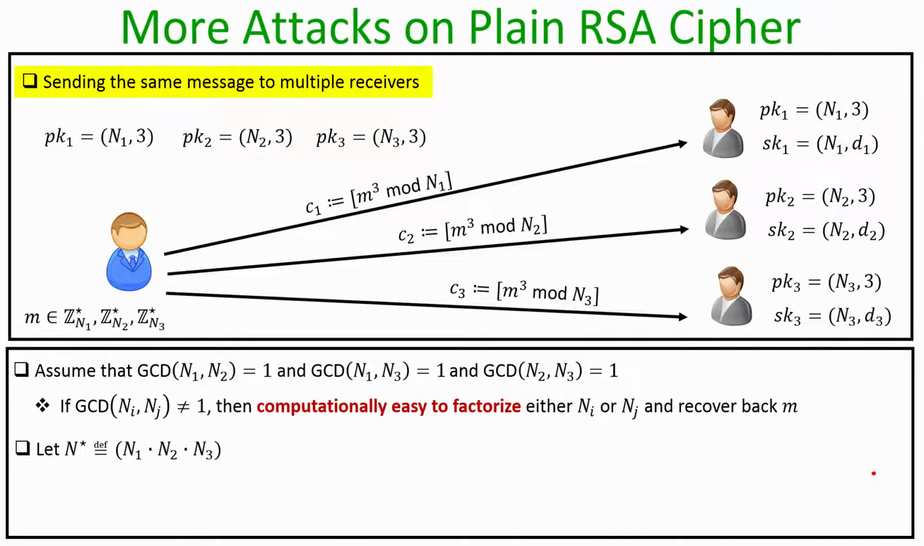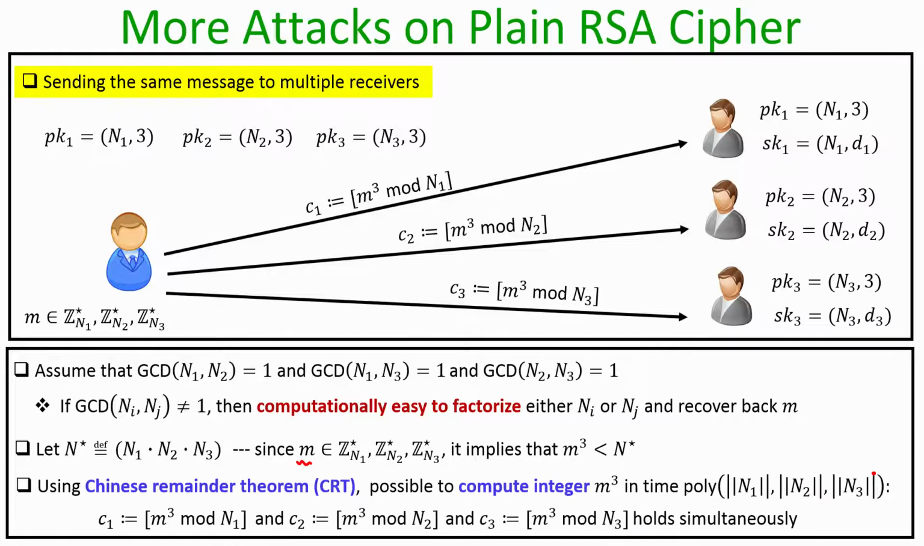Now, let me define a bigger modulus n star which is the product of all the 3 moduli, namely n1, n2, n3. Since the underlying plaintext little m which the sender has encrypted belongs to Zn1 star as well as Zn2 star as well as Zn3 star, that means m is strictly less than n1, strictly less than n2, strictly less than n3. That means the integer m cube will be strictly less than the bigger modulus n star.